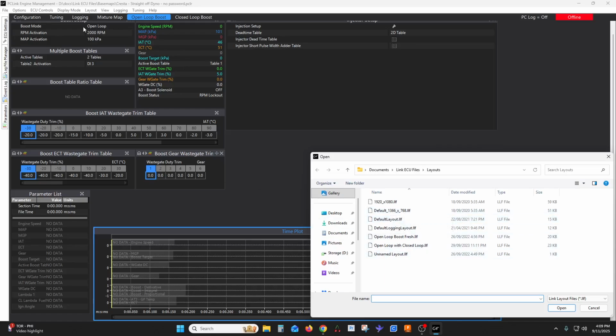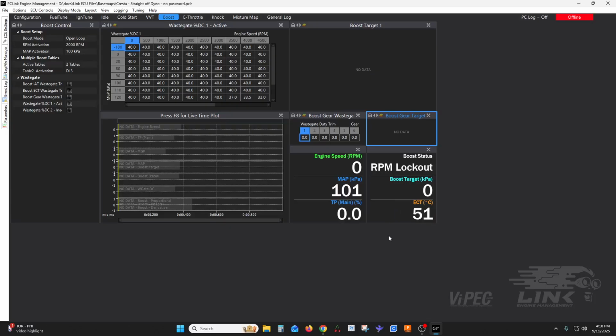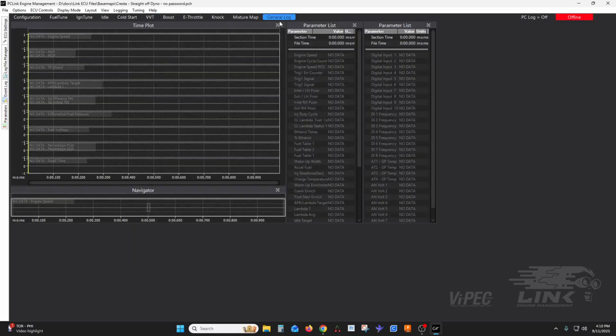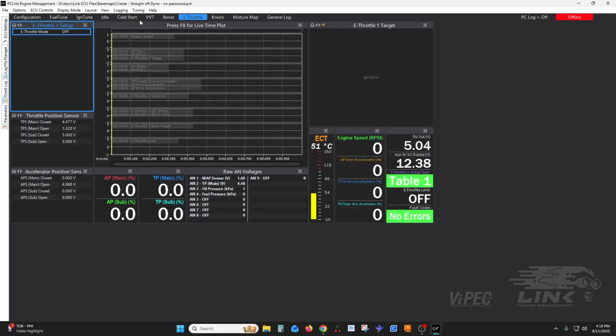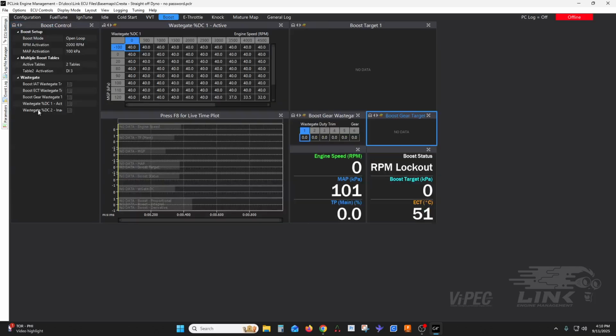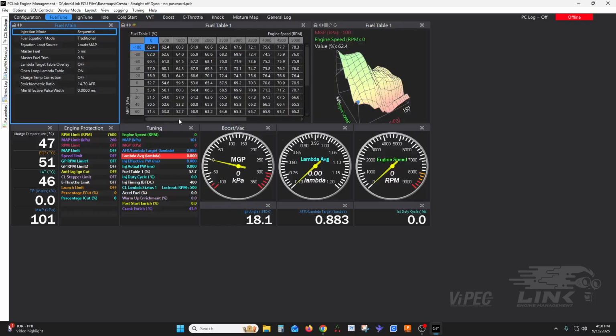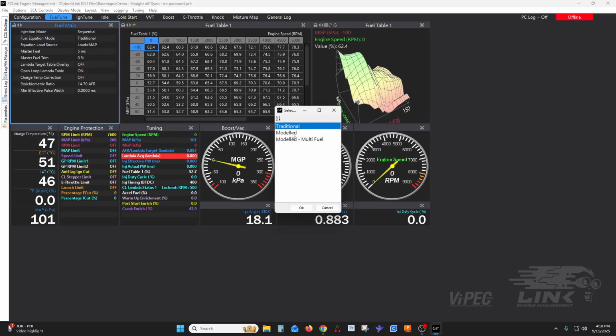So if ever you see these headings up here, this is one I made myself, but if you want the best layout in Link software, just use the default one here, and it's got configuration, fuel tune, ignition tune, blah, blah, blah. All this stuff across the top, general log, e-throttle, boost. This has everything that makes it easy for you to work around the car and what you're trying to do. So if we go here to fuel main and we've got fuel equation mode, traditional, you've got modeled, and you've got modeled multi-fuel.